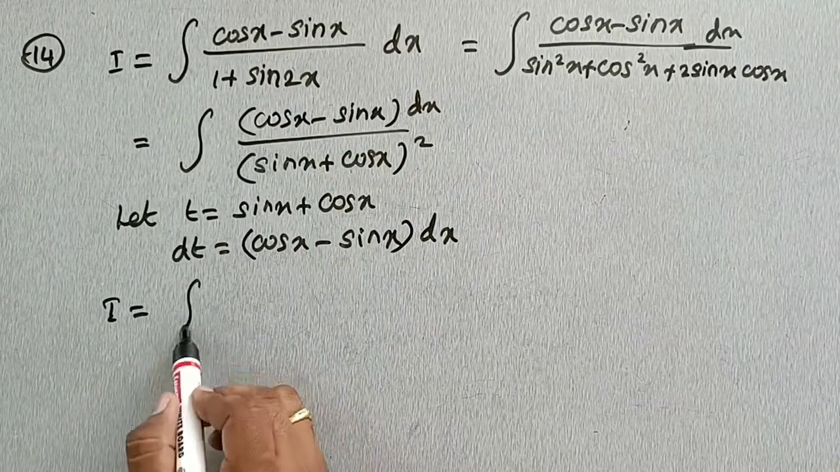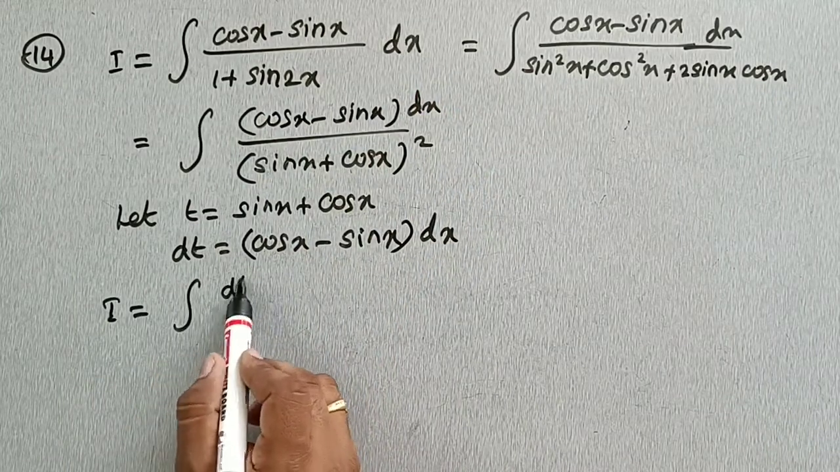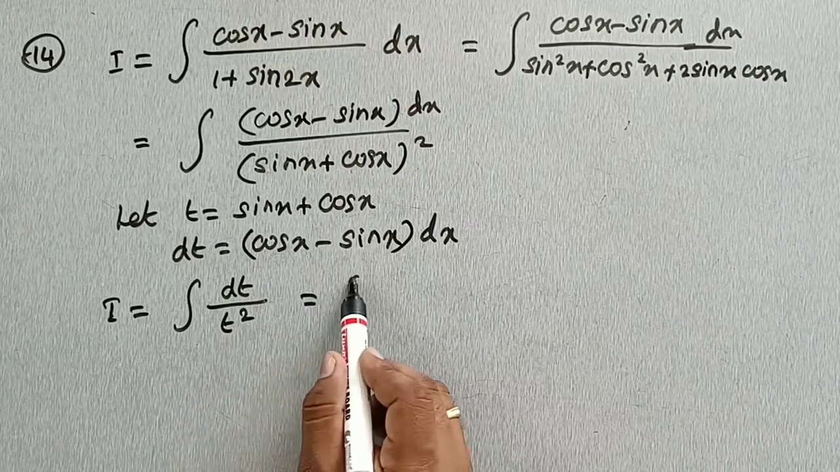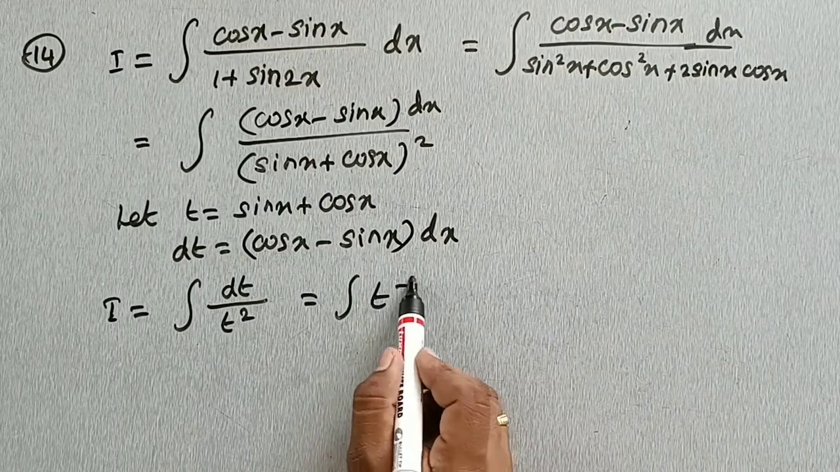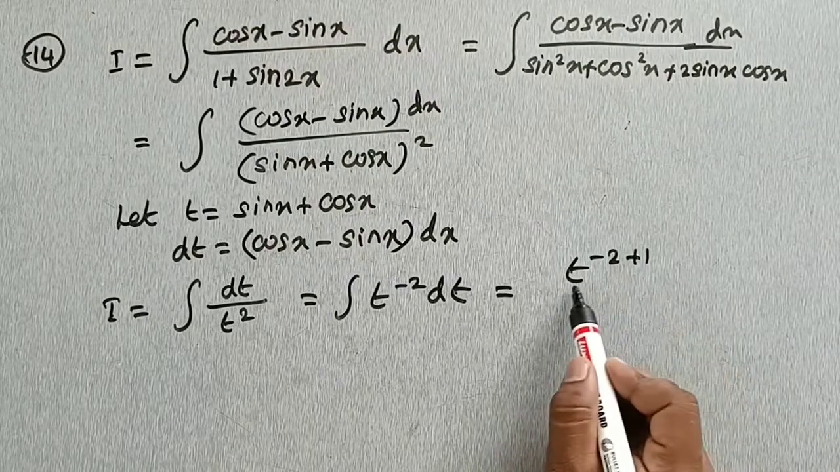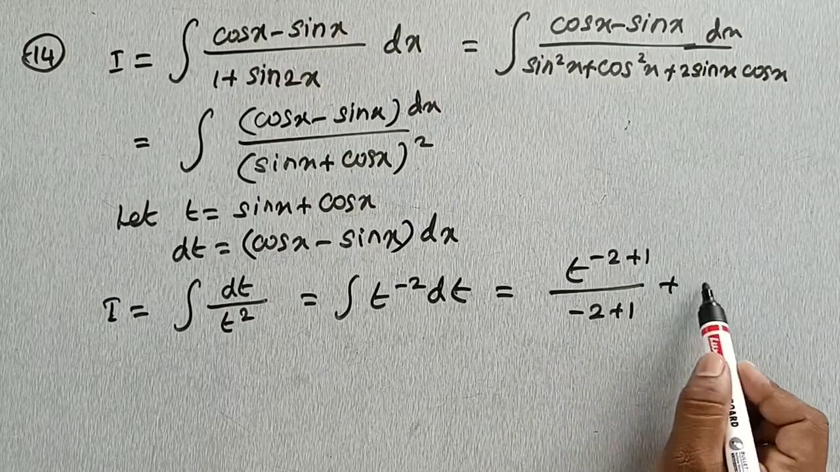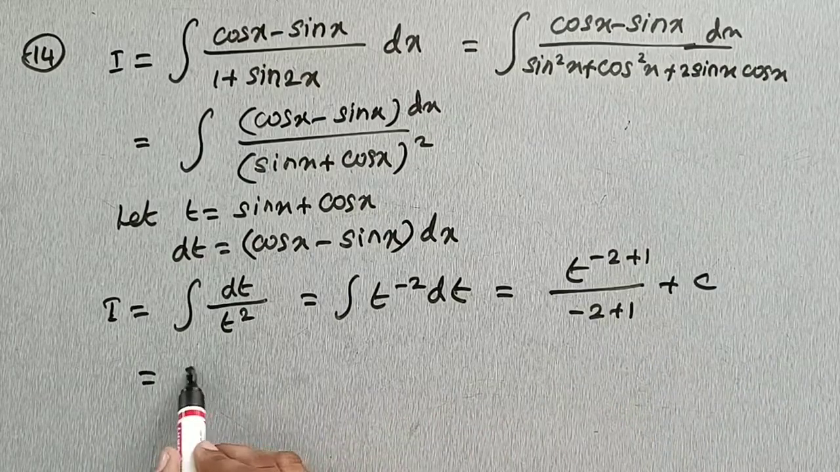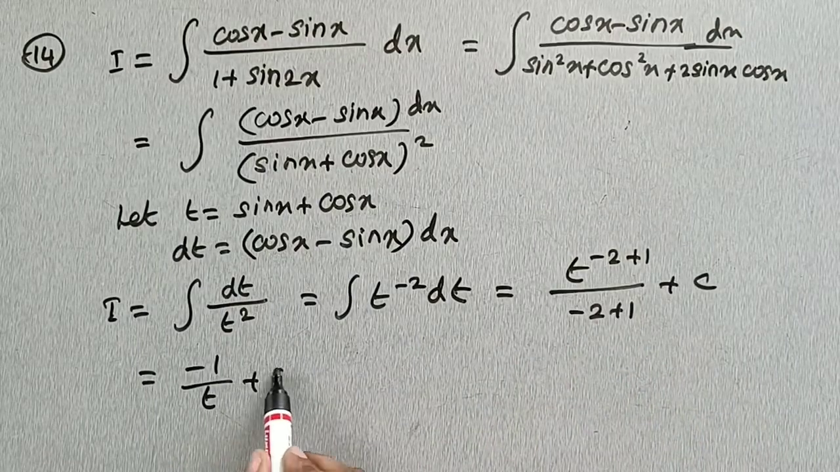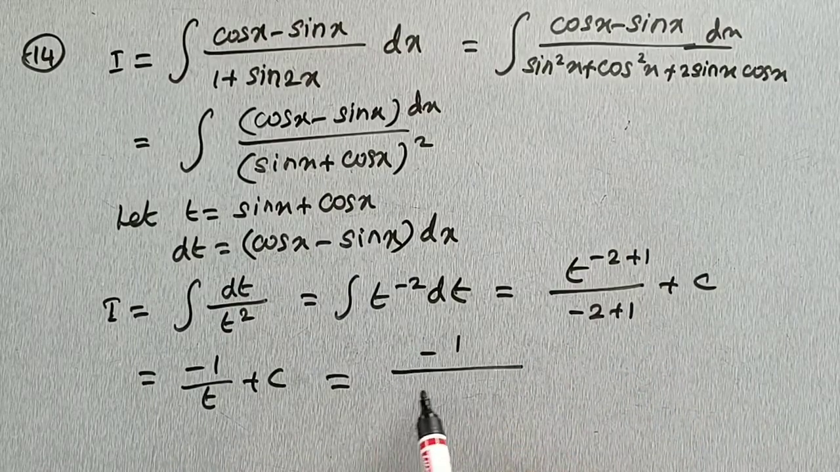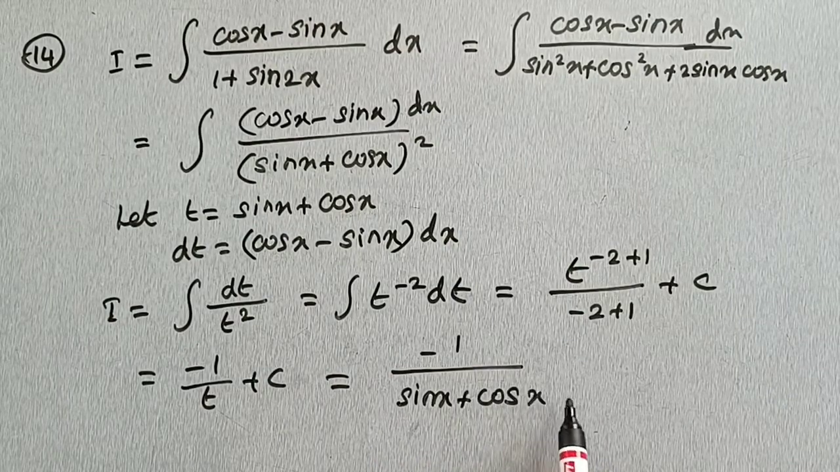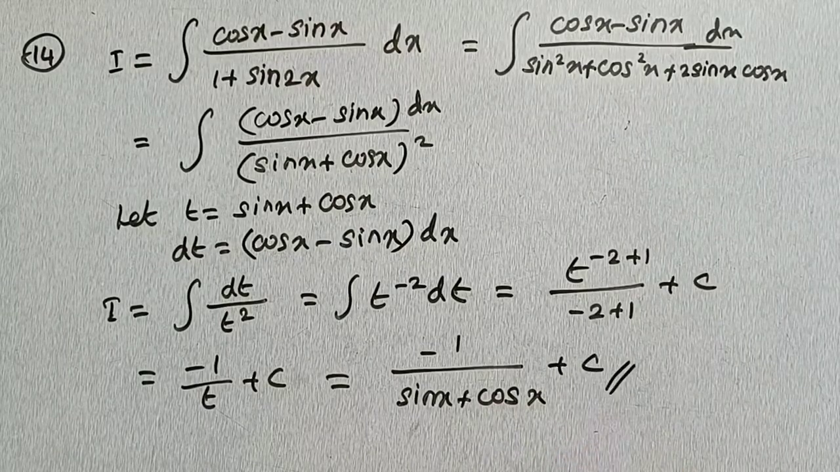So I can be written as integral cos x minus sin x dx equals dt divided by sin x plus cos x, equals t square will come. That t square will come to the numerator, t power minus 2 into dt. Integrating this, t power minus 2 plus 1 divided by minus 2 plus 1 plus c. So this will be written as minus 1, t power minus 1 will come to the denominator, that is t, plus c. Then finally we will replace the value of t. t value equals sin x plus cos x. So minus 1 divided by sin x plus cos x plus c.